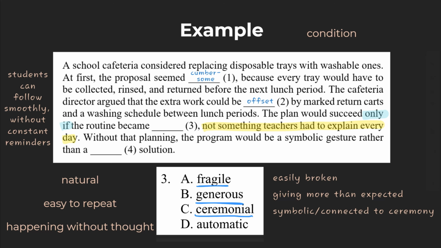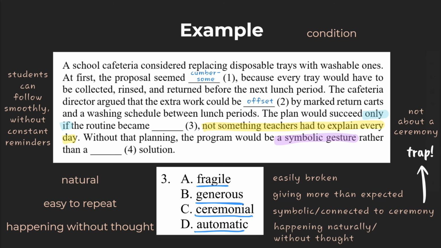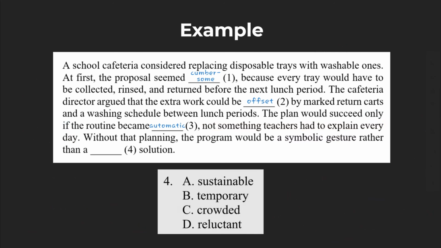Ceremonial means symbolic or connected to a ceremony, and is a topic-related trap. It may sound related because the final sentence mentions a symbolic gesture, but this sentence is not about a ceremony. It's about whether the routine can happen smoothly every day. Automatic is the best answer. Automatic means happening naturally or without needing much thought, which describes how we would want the routine to be. Plugged back in, we have, the plan would succeed only if the routine became automatic, not something teachers had to explain every day.